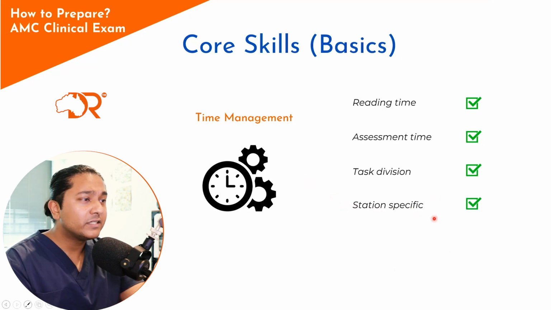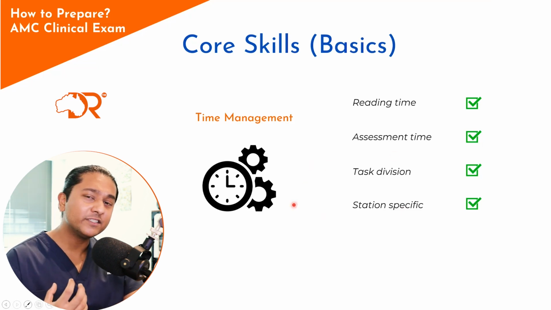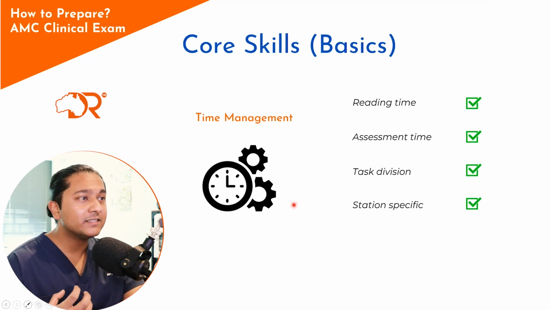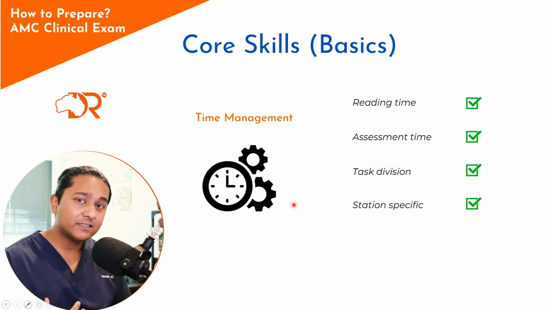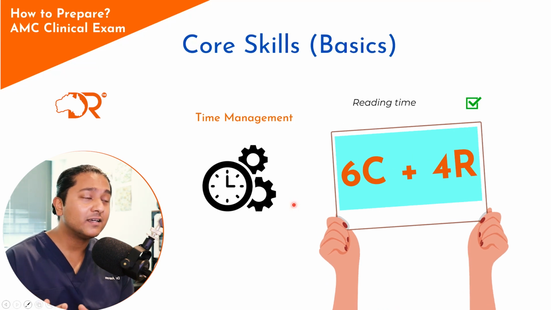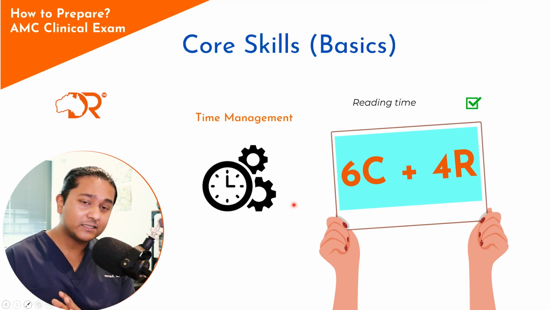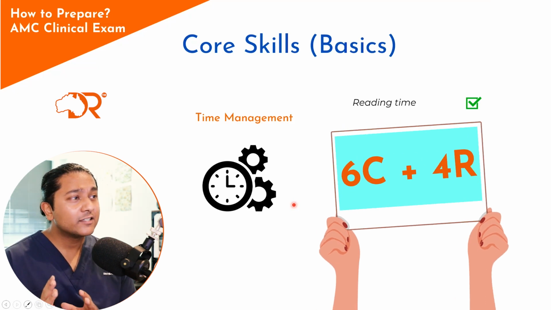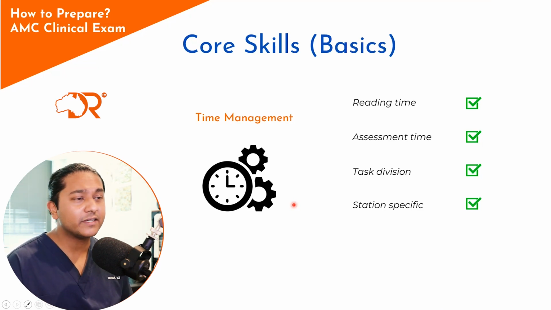My next point is station specific. What I'm trying to convey here is there are some stations where you can finish your assessment time quicker. For example, a counseling station is something that I find quite easy to finish on time, because if you follow certain mnemonics, like the 6C, C for cat, 6 C's, and the plus 4R, 6C plus 4R, R for rabbit, you will tend to finish on time. So I did not have much problem with that.